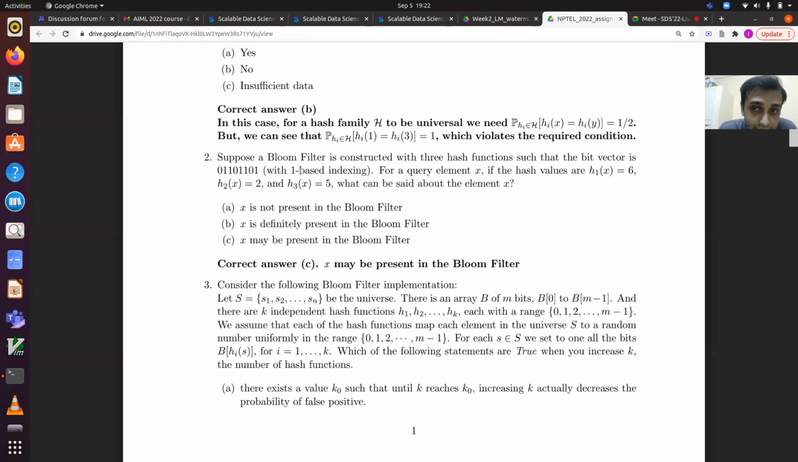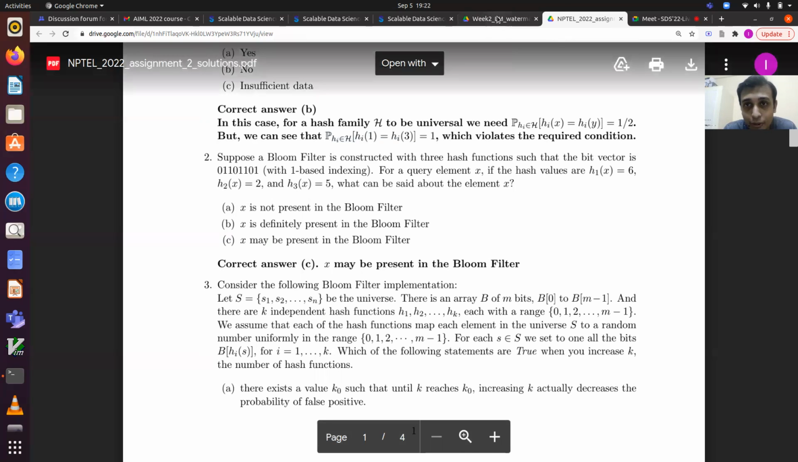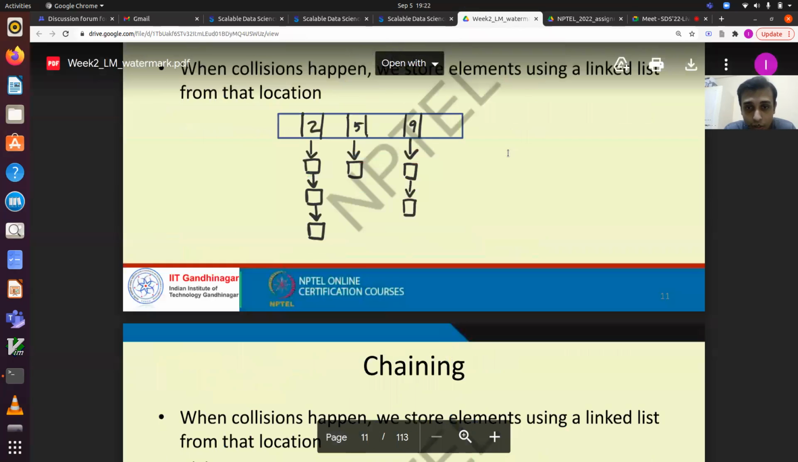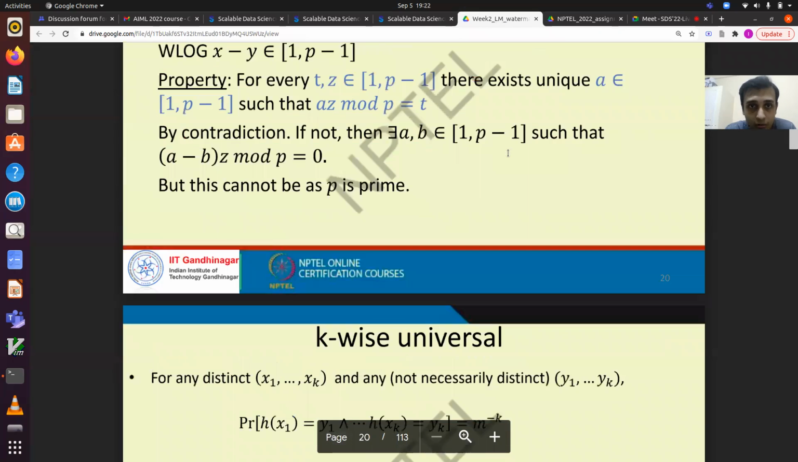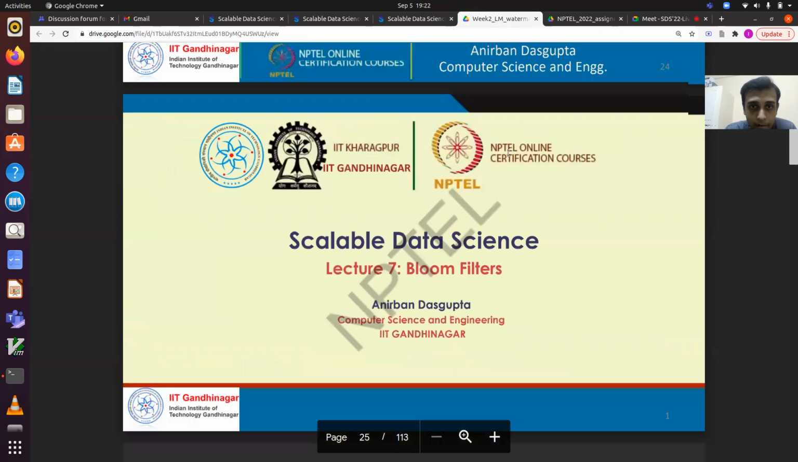H1 of x is 6. So H1 maps to the 6th position. What's the value in the 6th position? So let's review the slides once again. So we are looking at Bloom filters, right?